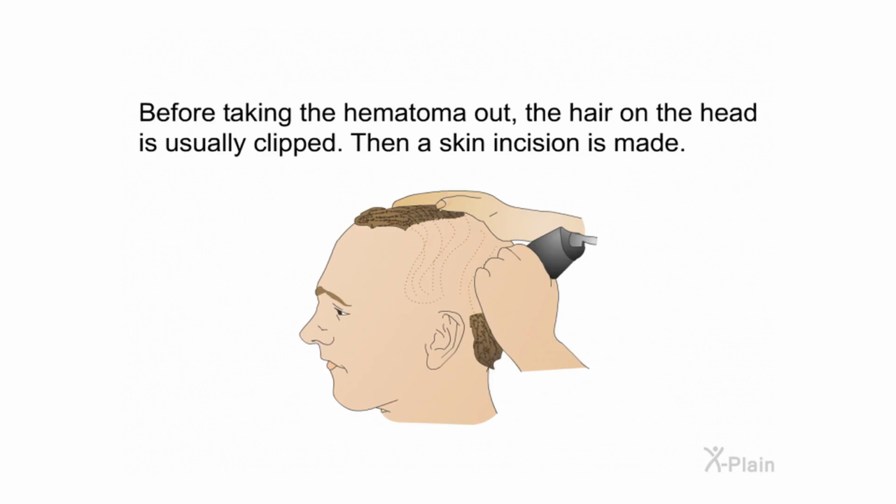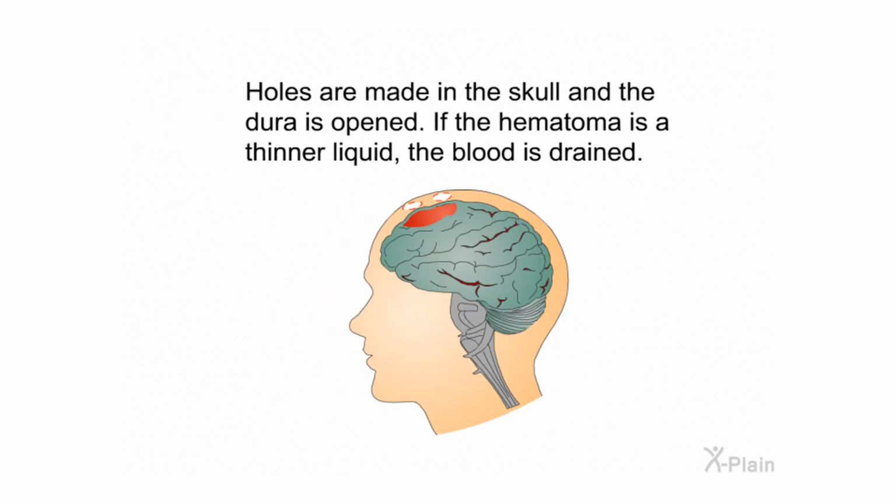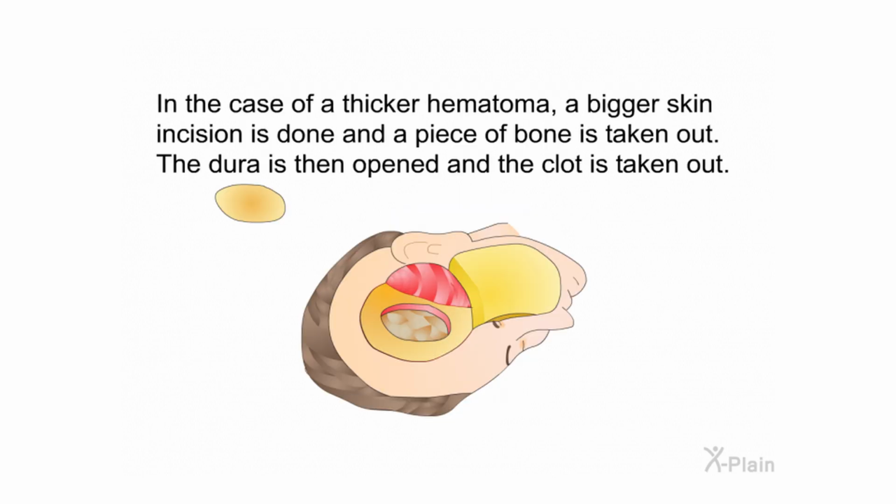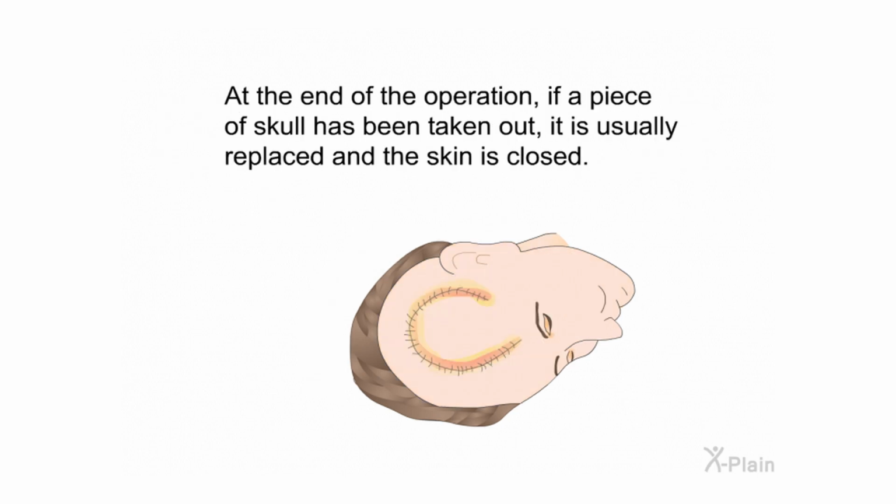Before taking the hematoma out, the hair on the head is usually clipped. Then a skin incision is made. Holes are made in the skull and the dura is opened. If the hematoma is a thinner liquid, the blood is drained. In the case of a thicker hematoma, a bigger skin incision is done and a piece of bone is taken out. The dura is then opened and the clot is taken out. At the end of the operation, if a piece of skull has been taken out, it is usually replaced and the skin is closed.